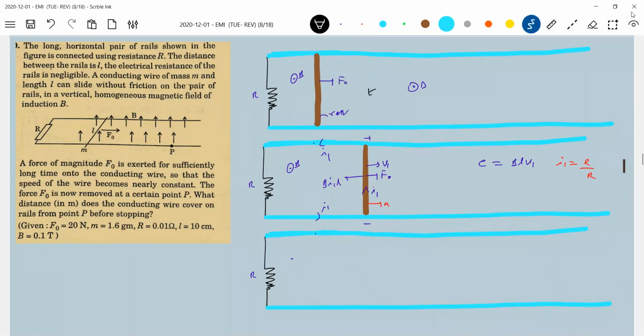This is t equal to 0. Next, we have t equal to infinity. So here, what will happen? It will move with a terminal velocity. Will there be any flow of current? Current is clockwise now. I'll show it clockwise, I1. Will there be any current after a long time? Yes, there should be a current. So this we will call I naught.